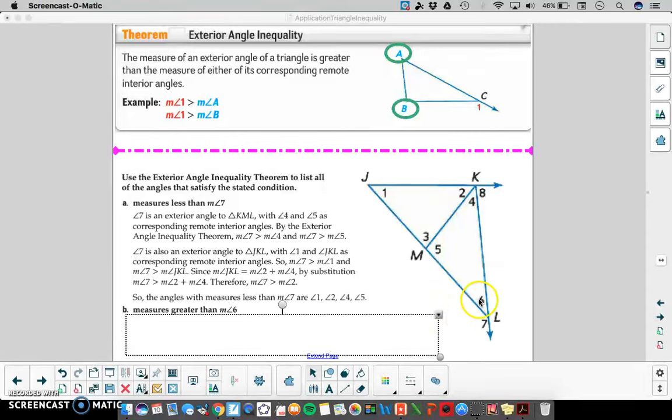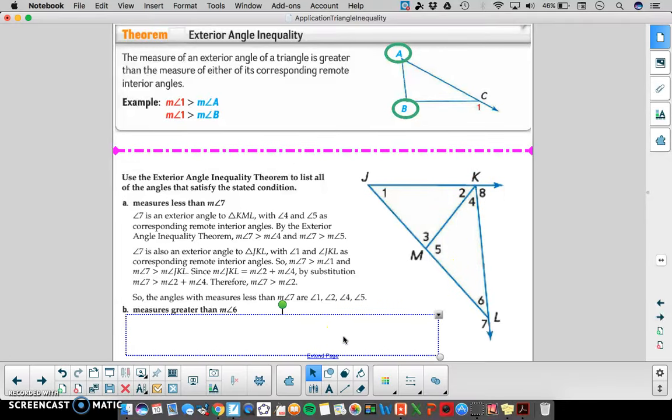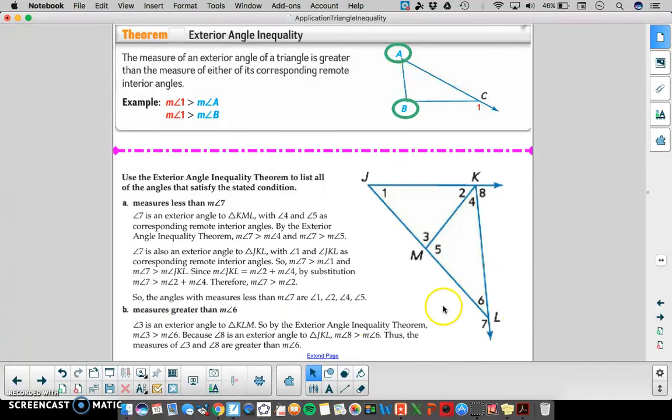Now I want to take a look at the interior angle 6, and I want the measures that are greater than that angle. So since this is an interior angle, I'm now going to look for an exterior angle that we know is bigger than angle 6. So angle 6 will be a remote interior angle for angle 8. So I know angle 8 has to be bigger than angle 6. But I also know that 3 is an exterior angle for angle 6 being a remote interior. Therefore, angles 3 and 8 have to be greater than the measure of angle 6.